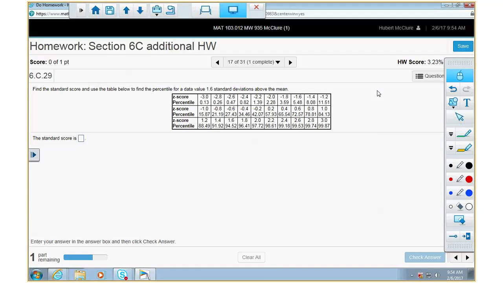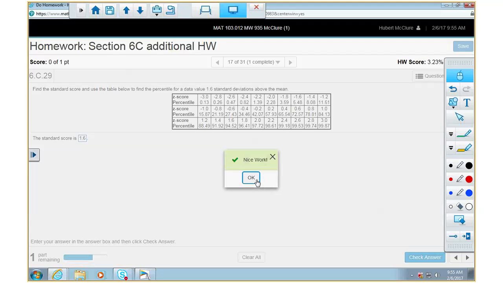Another test question that would be a simple one because you don't have to do 15 steps. It says find the standard score, the z-score, using the table, and find the percentile for a data value 1.6 standard deviations above the mean. So it has a z-score of 1.6. Everybody see a 1.6 on here? It's right there. That's the area.